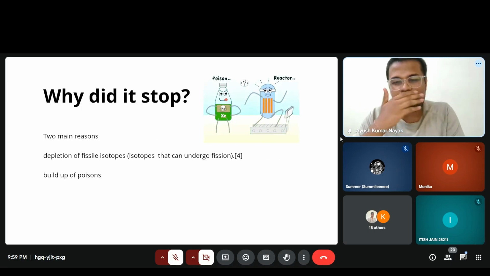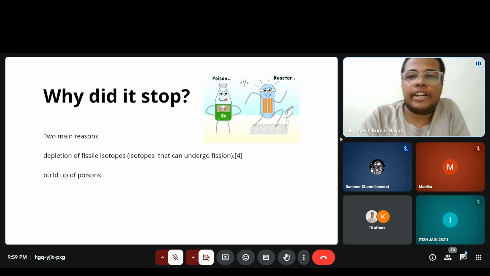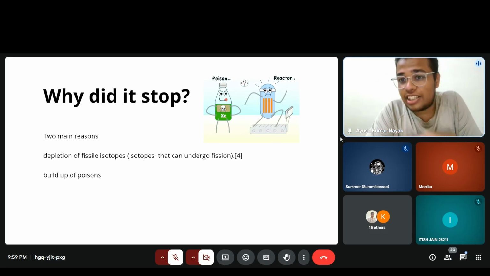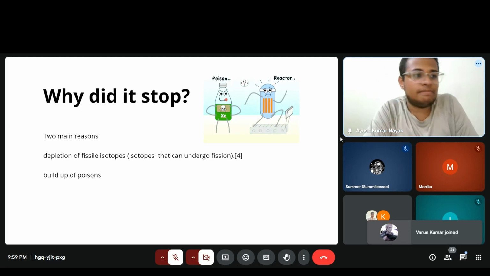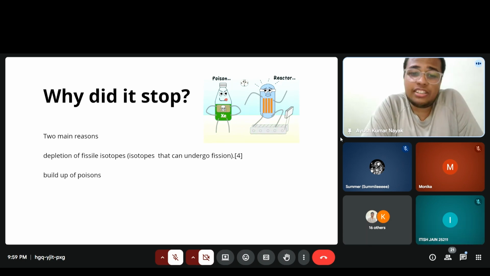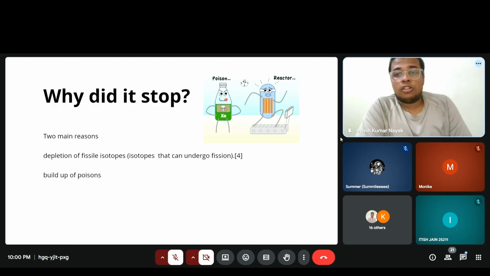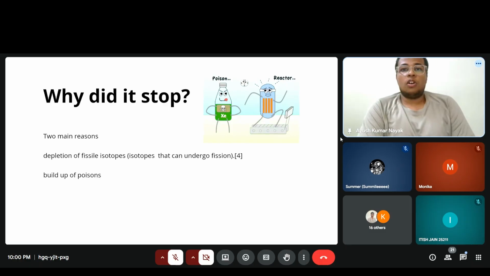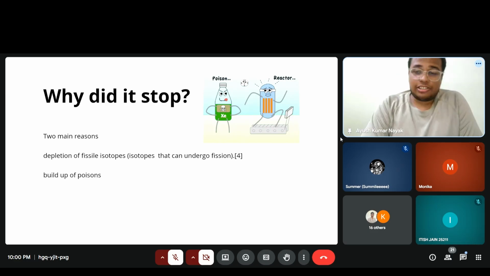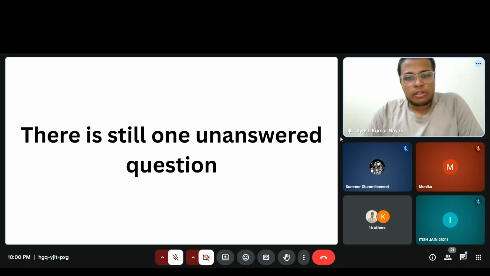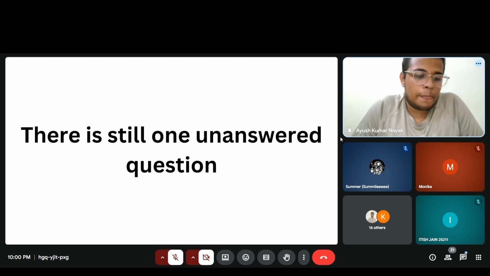Now here I have a comic of sorts where a poison, here xenon, is making the reactor run faster. The reactor needs to work harder to maintain the chain reaction, because most of the neutrons are being absorbed by xenon, so the reactor has to run hotter and faster. But eventually it has to stop, otherwise you would have a bomb on your hand, a Chernobyl. Now there's still one unanswered question, which I'll get to.